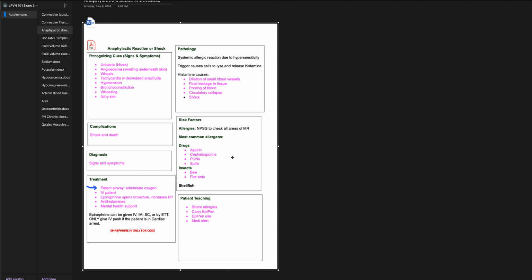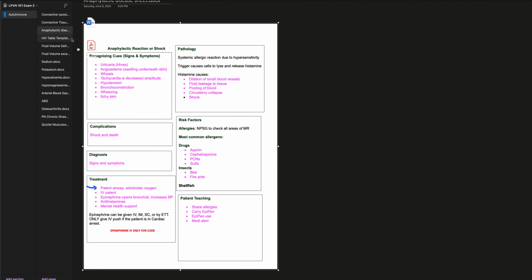The other thing too, I think I've told you this before, is mental health support. If somebody is having trouble breathing, they're going to be super anxious. Do not leave them alone. You call for help and try to calm them down. Do not get anxiety yourself, because anxiety spreads, so you've got to really stay calm. All right, patient teaching: you're going to have to teach them how to use an EpiPen and to carry it with them.